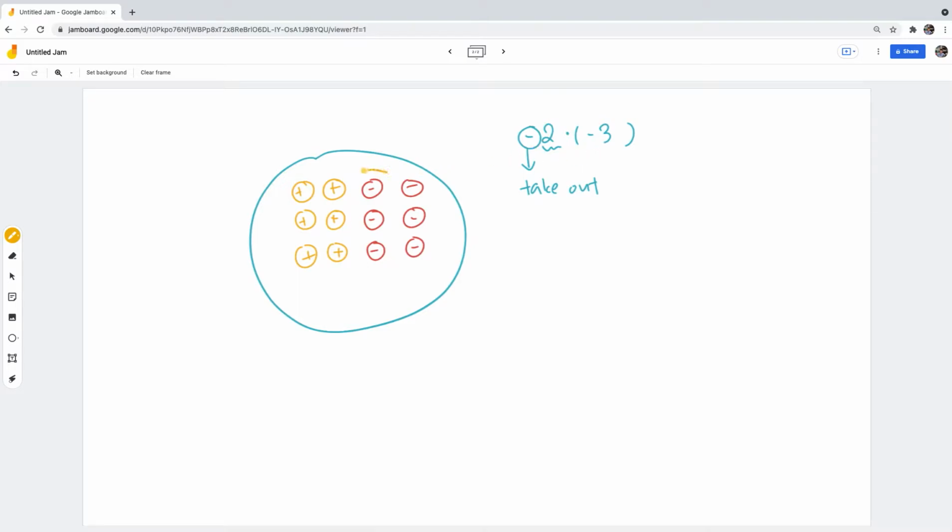Now we can take out two groups of negative 3. So I have one group, let me use a different color. One group of negative 3, take it out, and another group of negative 3, take it out. Then what is left? These are taken out. What is left? I have positive 6, right? 1, 2, 3, 4, 5, 6, positive. So it is 6. So we can get to know negative 2 times negative 3 is positive 6.